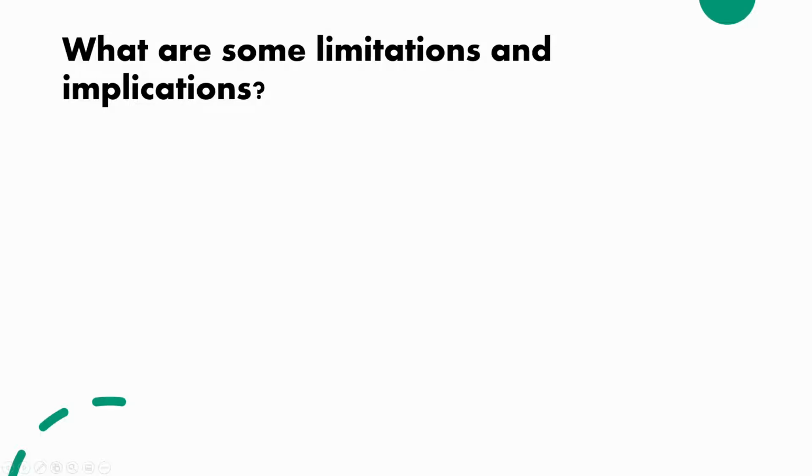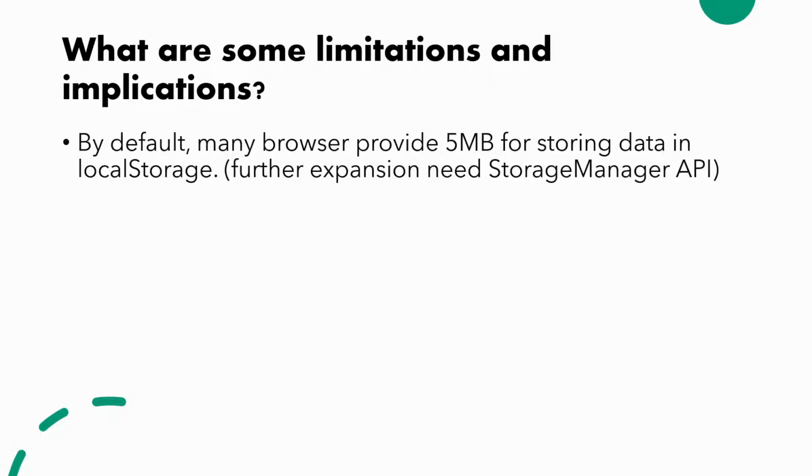So what are some limitations and implications of using local storage? First of all, many browsers provide up to about 5 megabytes by default for storing data in local storage. If you want to further expand the storage space, you need to use the Storage Manager API. At the time of this recording, the Storage Manager API is still in experimental mode, so it might not be supported by many browsers. It's a good idea to not rely on the storage space expansion and try to limit the data stored in the local storage to below 5 megabytes.